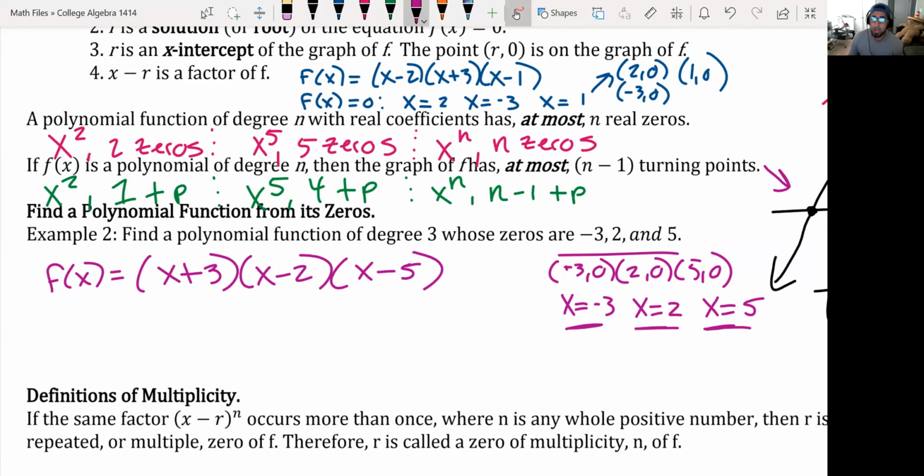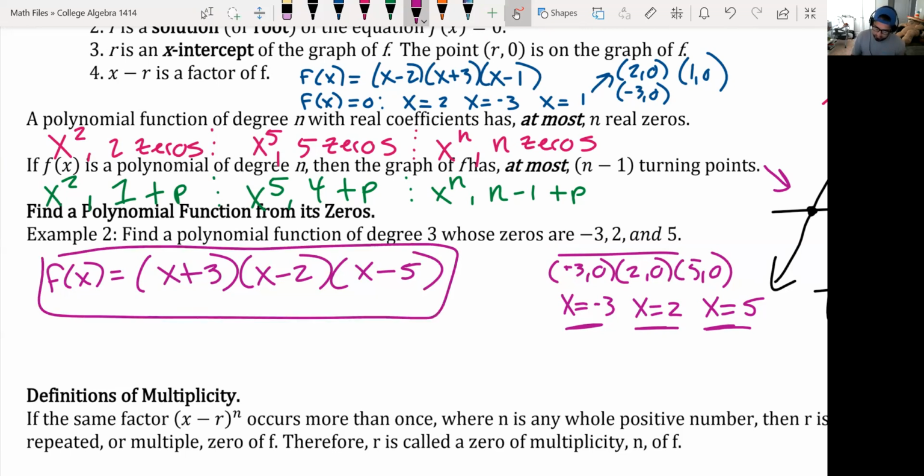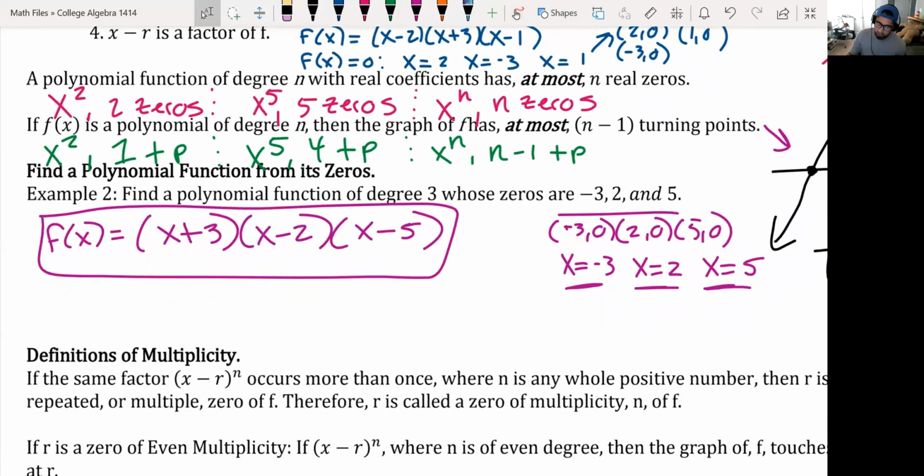I want to save time, so if you want to FOIL it out, let me know during class and we can FOIL it out. But other than that, that's how we rewrite it. I assume you guys can FOIL and distribute out from here. I hope so. All right.